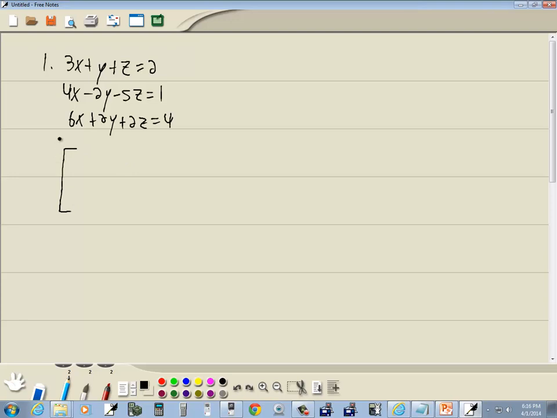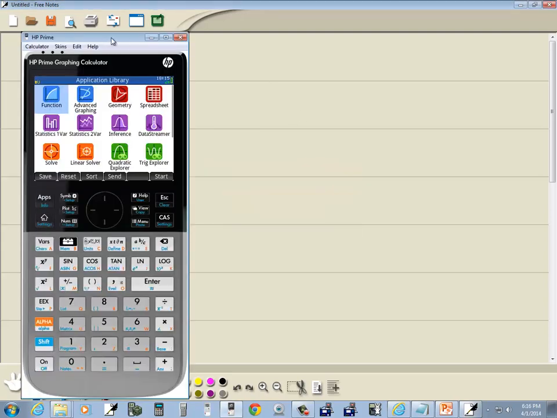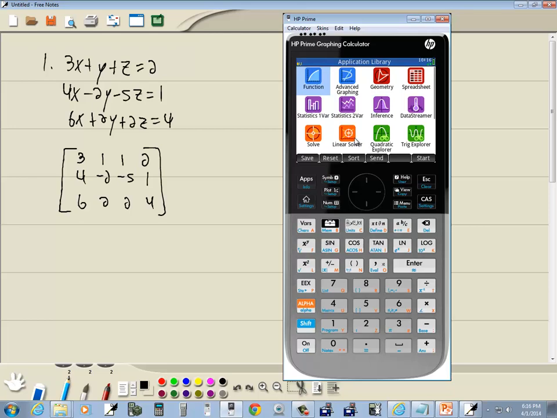We drop our x's, y's, z's, and equals, keep the numbers and our signs. So we've got 3, 1, 1, 2, 4, negative 2, negative 5, 1, 6, 2, 2, 4. Now we're going to look at this a couple of different ways on the HP Prime. First off, let's go to the linear solver. So you need to be under your apps menu. If you're not here, press your apps button. Then down arrow and right arrow to linear solver, and press enter.